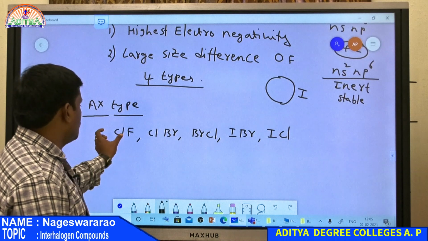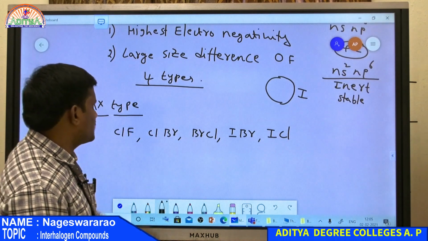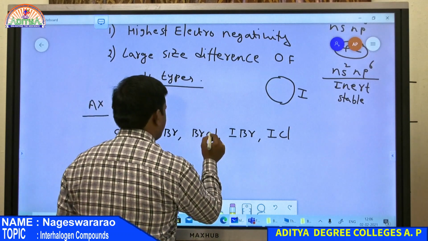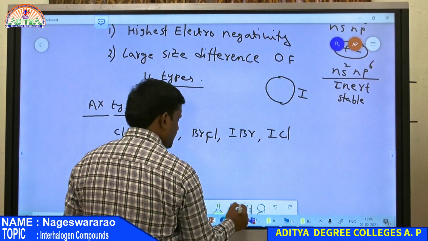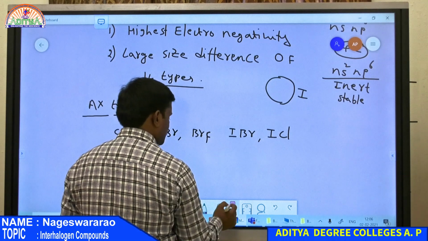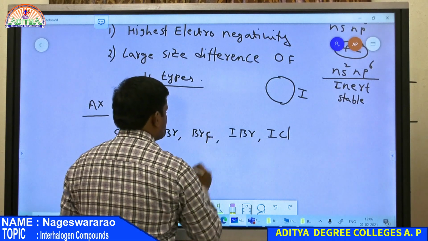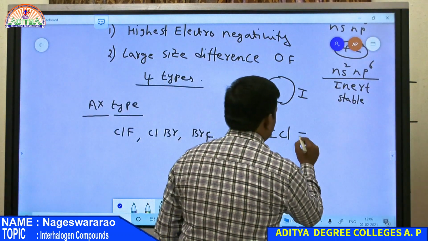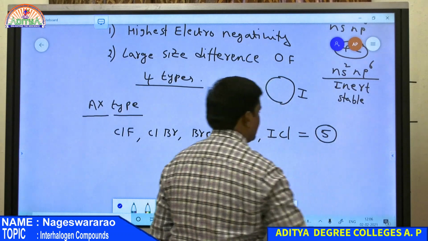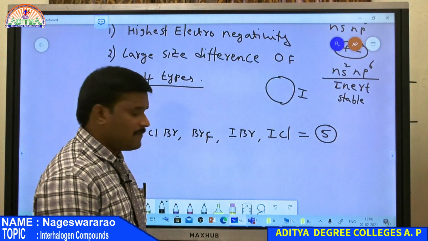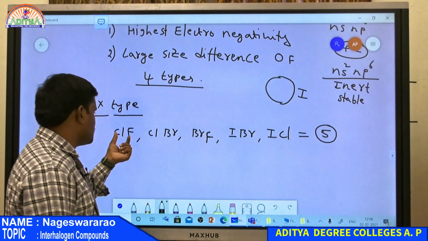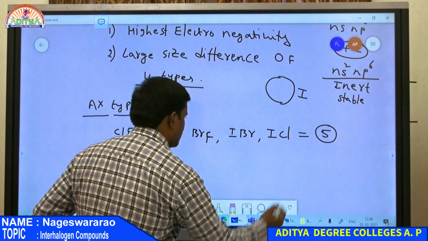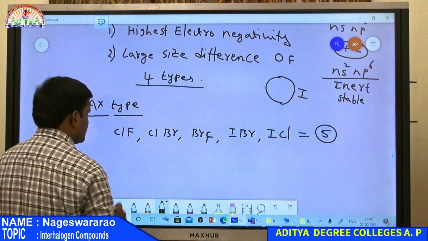So there are ClF, ClBr, BrCl, both are equal. One more is BrF, then BrF, IBr and also ICl. So there are totally 5 interhalogens having an AX type formula. One halogen with another halogen, ClF, chlorine with fluorine, similarly iodine with chlorine. So totally there are 5 under the heading of AX type.